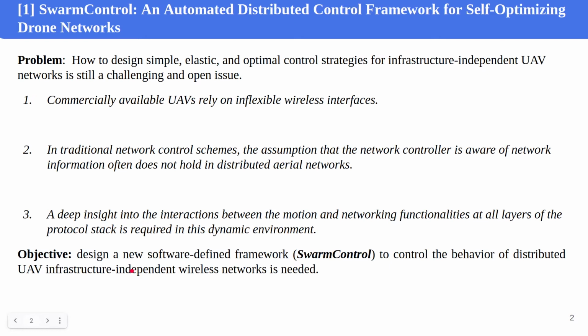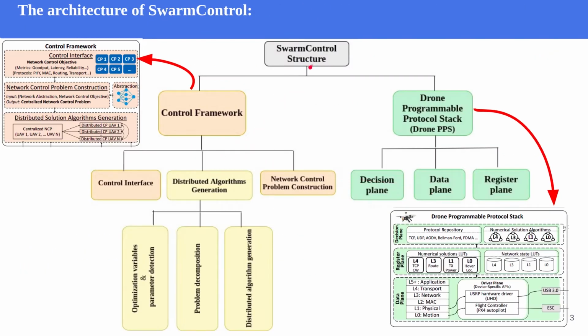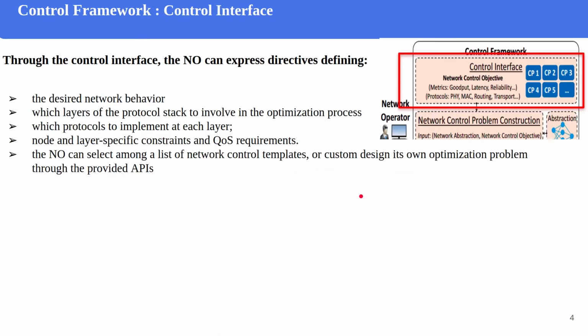So what's the objective? The objective is designing a new software-defined framework, which they call SwarmControl in this paper, to control the behavior of distributed UAV networks. The SwarmControl structure consists of 2 main parts: the control framework, which consists of control interface, distributed algorithm generation, network control problem construction, and some other categories. And the second section is the drone programmable protocol stack, or drone PPS, which includes 3 planes that I'll explain in the next slides.